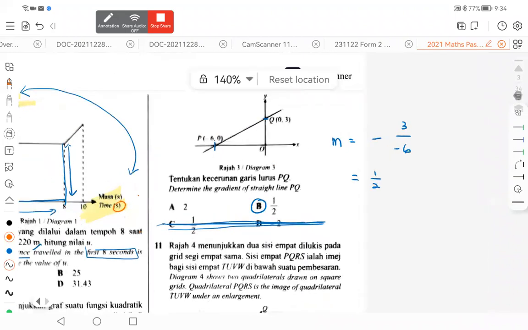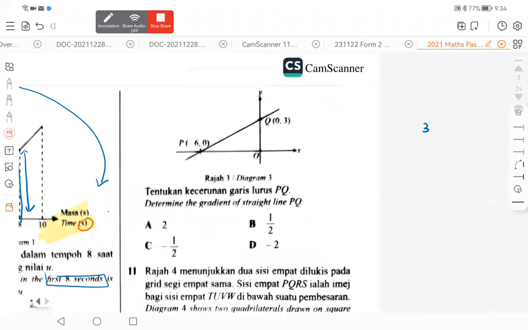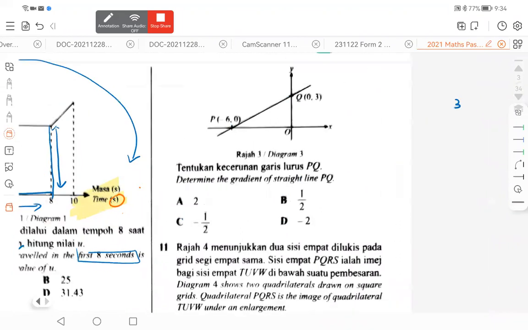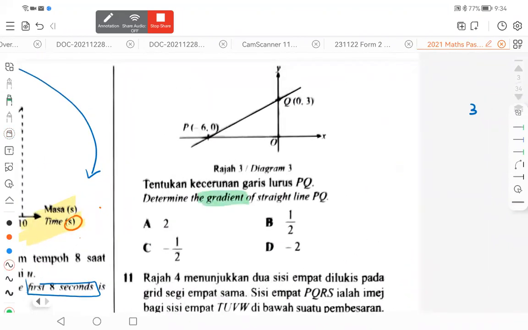Same goes for this question. Determine the gradient of the straight line. See, gradient. Can you find it or not? Okay, try. What's the answer? A, B, C, or D? What's the gradient of this straight line PQ? Simple, right? Who says SPM is harder? It's hard? No, easier than PT3. Just in case questions like this come up. If you know, that is easy. If you do not know, then it's hard.